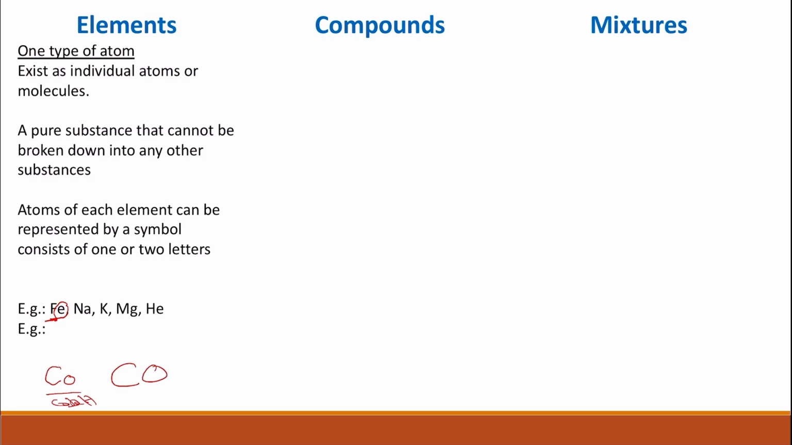The second one here, or the second sample, you can see that there is a C, which is an uppercase, and O, which is an uppercase. In this case, this is not an element. This is a compound consisting of two different elements. The first one is C, which is carbon. The second one is O, which is oxygen. So this is carbon monoxide. This is a compound, not an element.